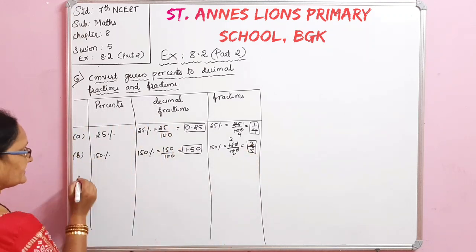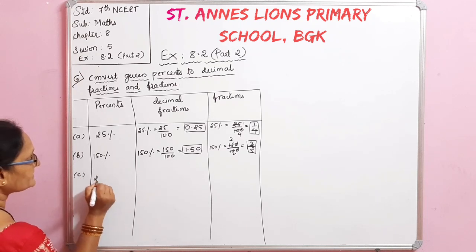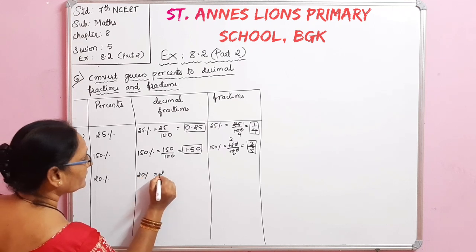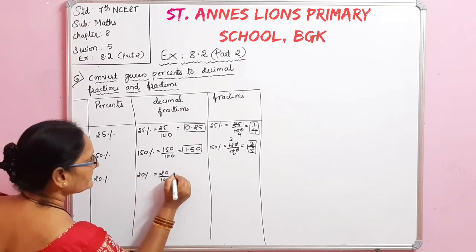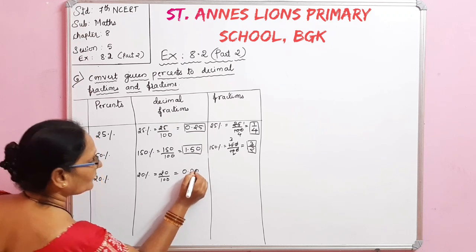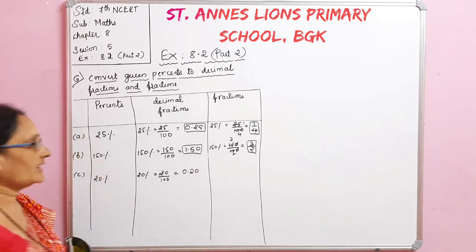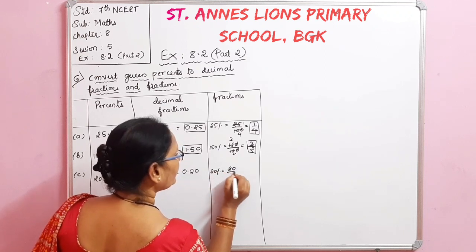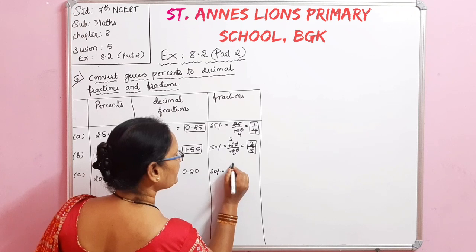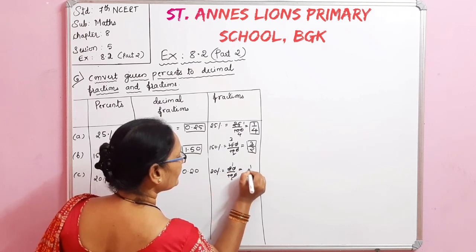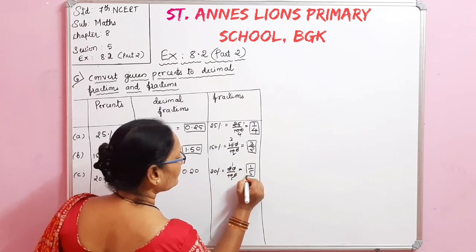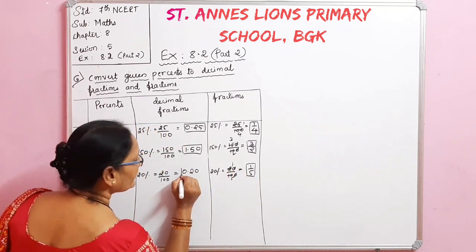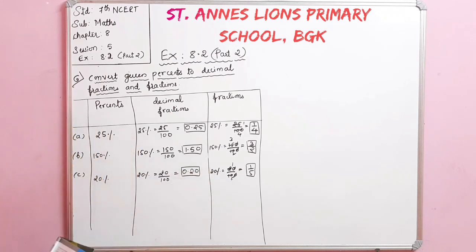The third one is C, that is 20%. 20% is equal to 20 by 100. This is nothing but 0.20. And the same way, 20% is equal to 20 by 100. 0, 0 got cancelled. 2 ones are 2, 2 fives are 10. The required fraction is 1 by 5. This is the required decimal fraction and the fraction.